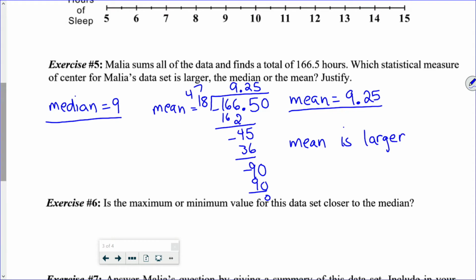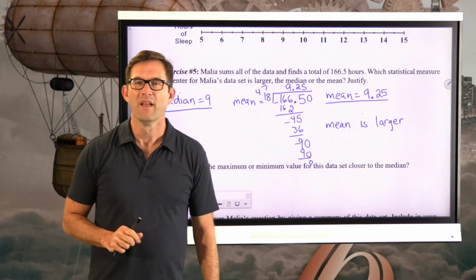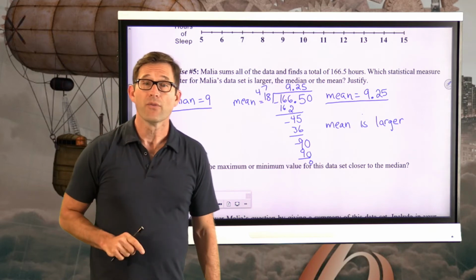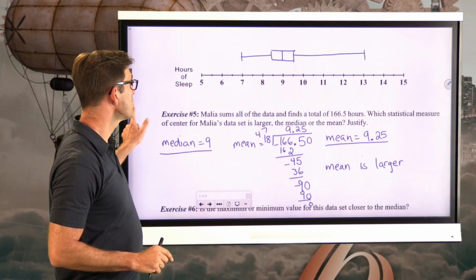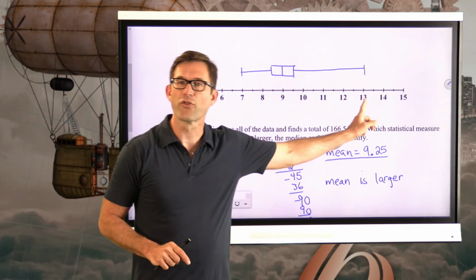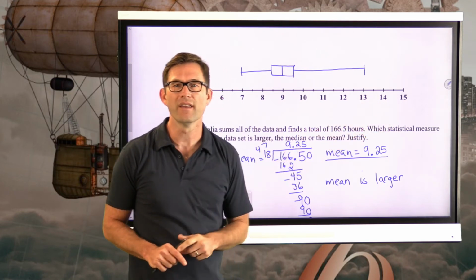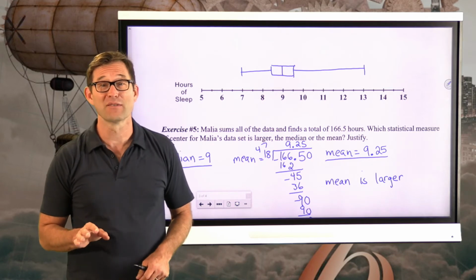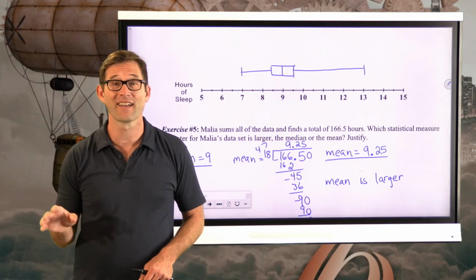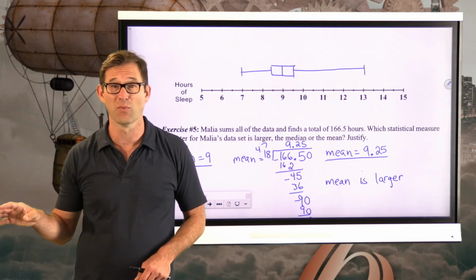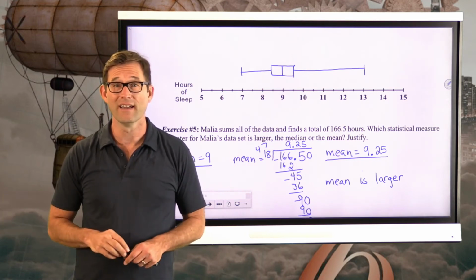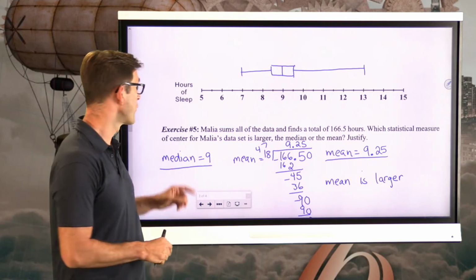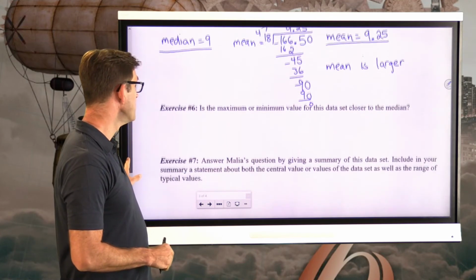Just barely, but it's a bit larger, right? The mean is 9.25 hours, the median is 9. Now, by the way, the reason that the mean might be a little bit larger than the median is because of that 13 that's way out there, right? That person who really slept in and got 13 hours of sleep. You know, they went to bed at like 10 o'clock at night and got up at 11 o'clock the next morning, or 8 o'clock at night and got up at 9 o'clock the next morning. 13 hours of sleep is almost inconceivable for me, but it can happen.